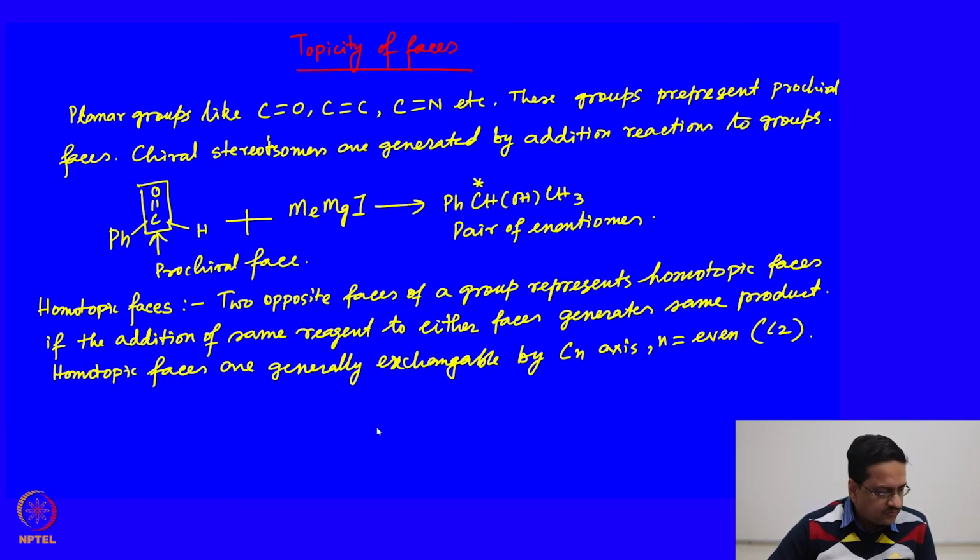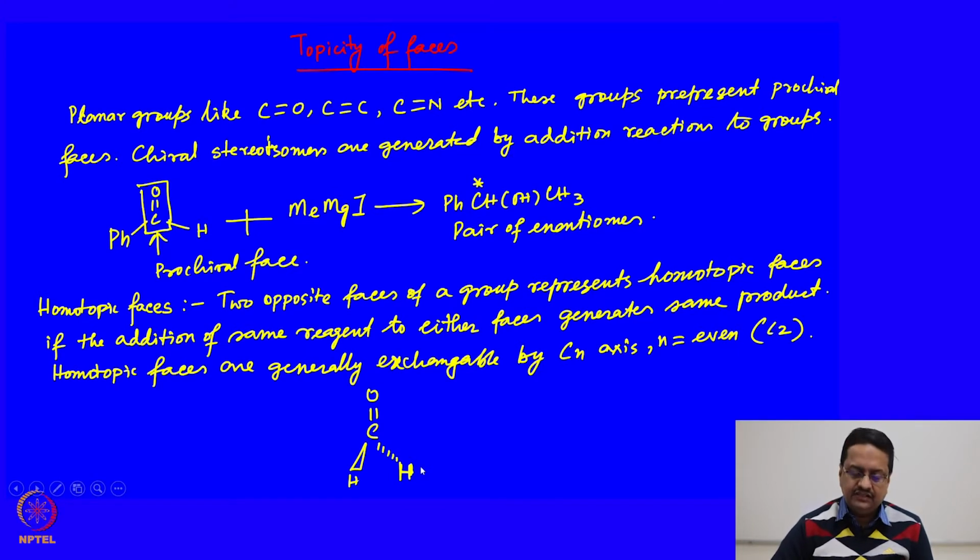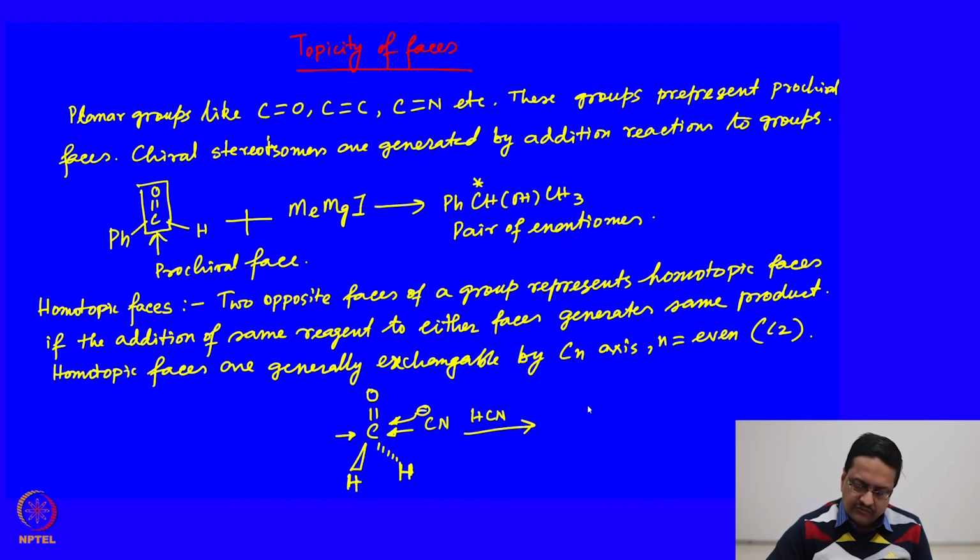So, if I draw this molecule, which is nothing but formaldehyde. Now, by now you have learned what this representation means. Here this C double bond O is in the plane of projection and the H atoms are above and below the plane of presentation. So, we have two faces, one from this side and one from the other side. So, if we do an addition reaction on this formaldehyde by cyanide group from this side of the face, that is I am adding HCN, the product would be this one.